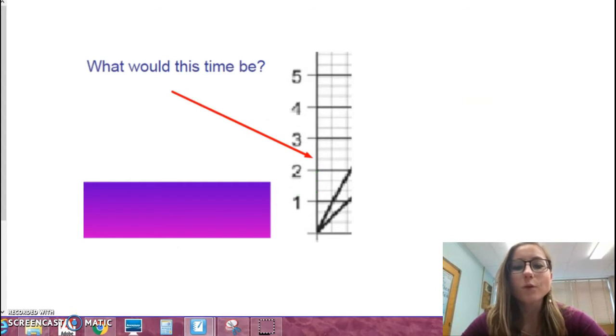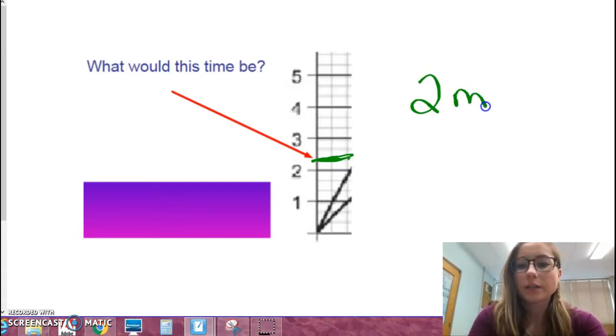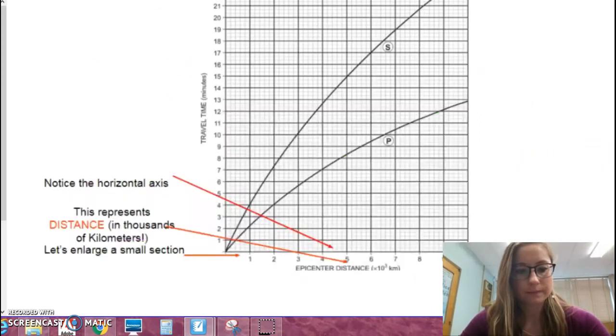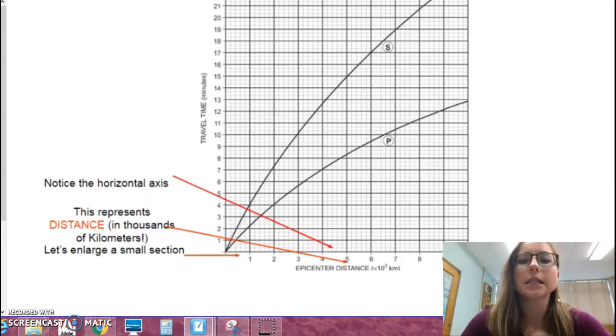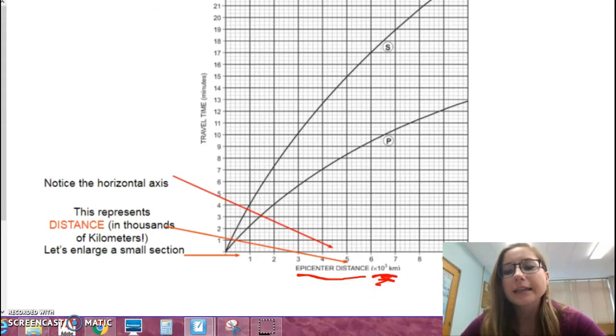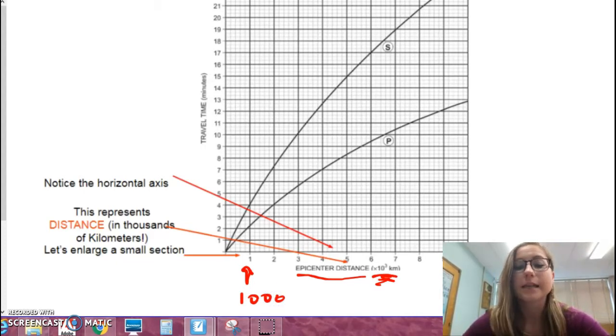So what would this time be here? If you said 2 minutes and 20 seconds, you are correct. Okay, now let's take a look at the horizontal axis. When we look at the horizontal axis, we see epicenter, distance, and then something crazy in scientific notation. Anything times 10 to the 3rd power just means that you add 3 zeros at the end. So you take this 1 and you add 3 zeros at the end. That just means that this is actually 1,000 kilometers instead of 1 kilometer.